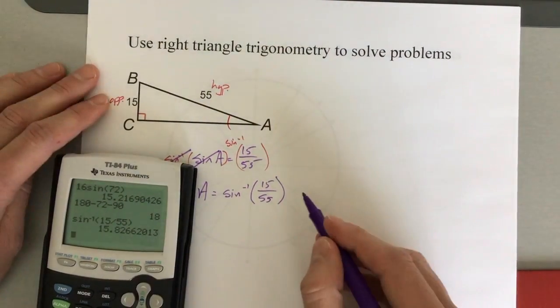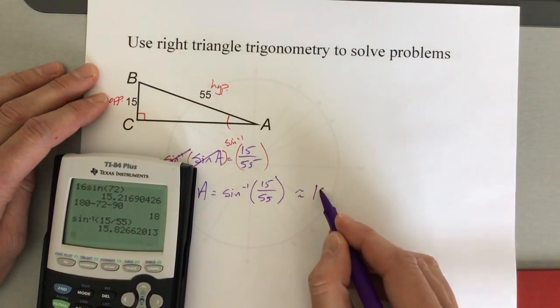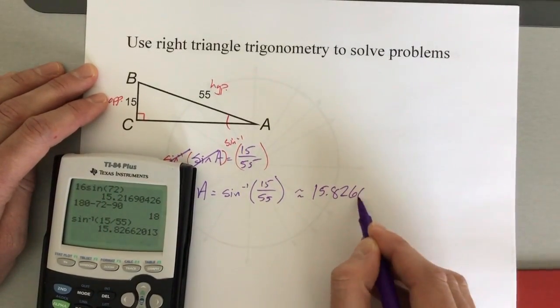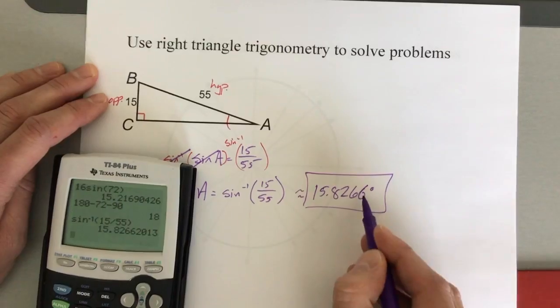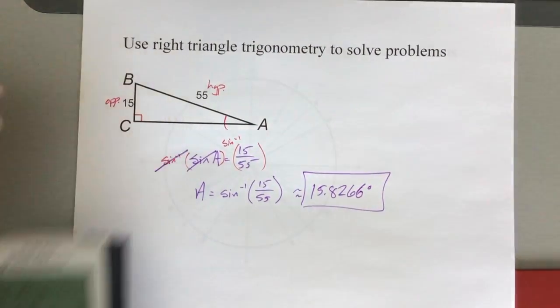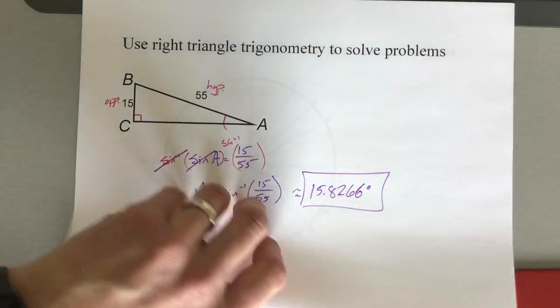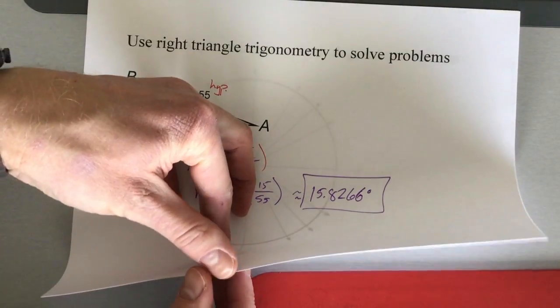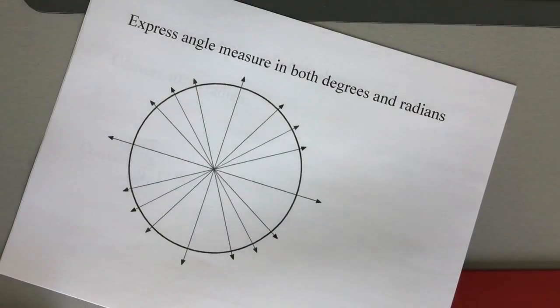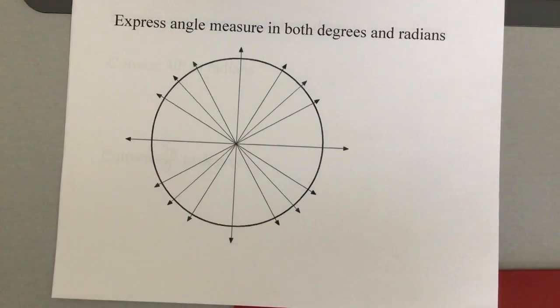That's a better spot for that calculator. It's about a 15.8266 degree angle. And the last thing to remind you of, in terms of things that you maybe forgot, is working with angle measures in both degrees and radians.